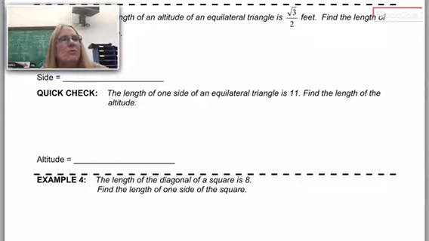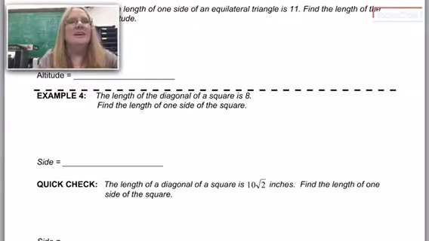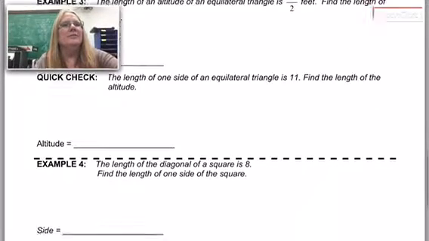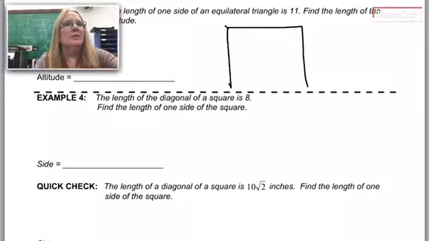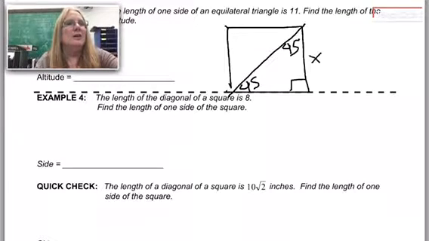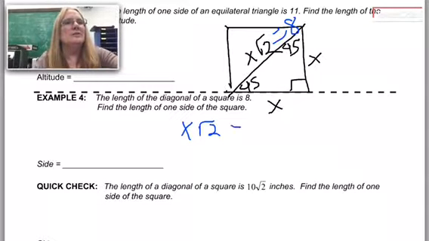Okay, let's look at example 4. Sorry. The diagonal of a square is 8. Find one side. Okay, in a square, all the angles are 90. When we draw the diagonal, it creates a 45, 45, 90 triangle with x, x, and x to the square root of 2. And they tell me that the diagonal is equal to 8. So x to the square root of 2 is equal to 8.